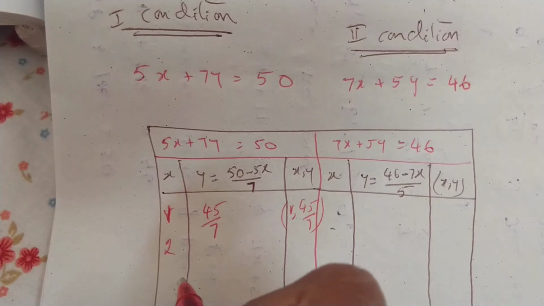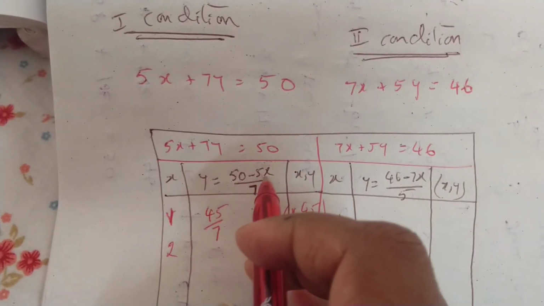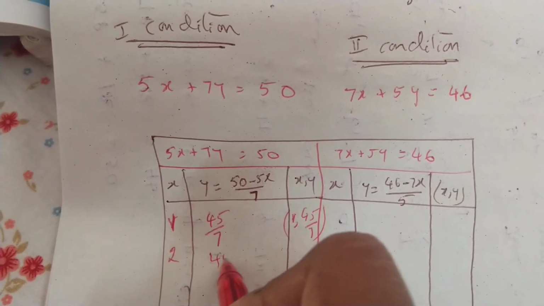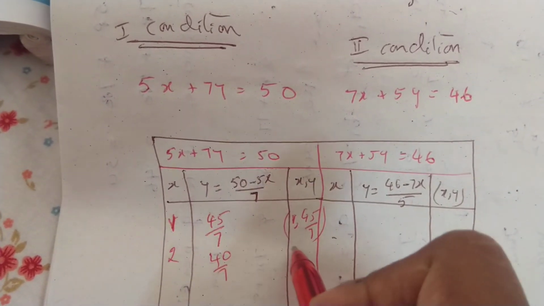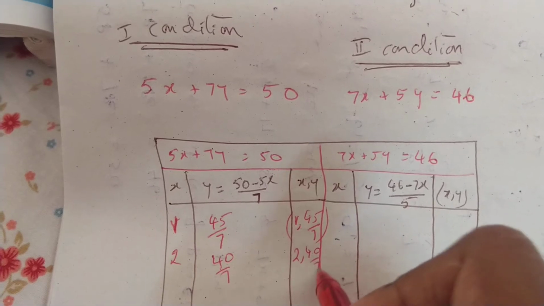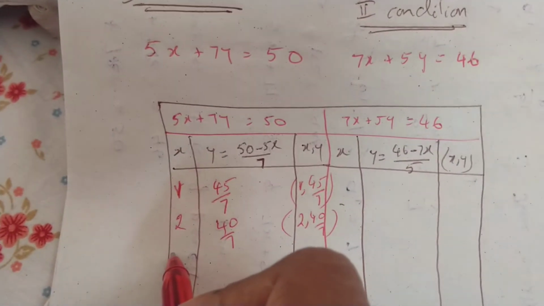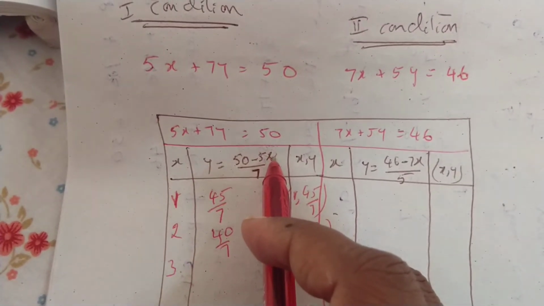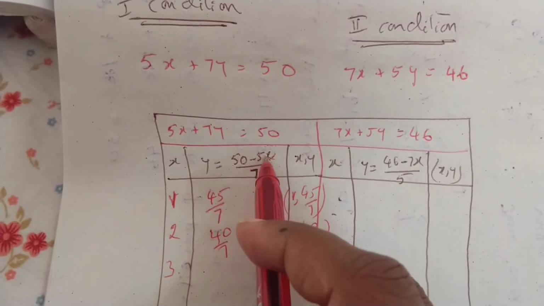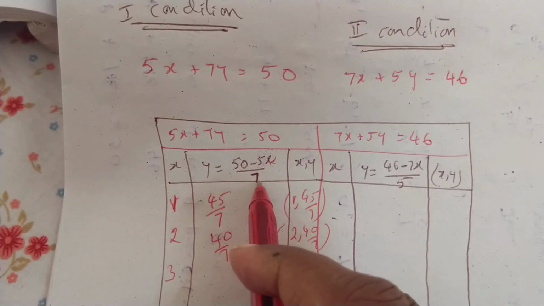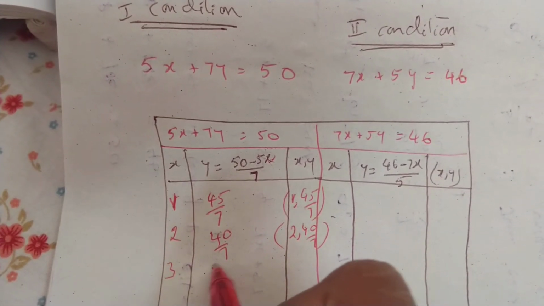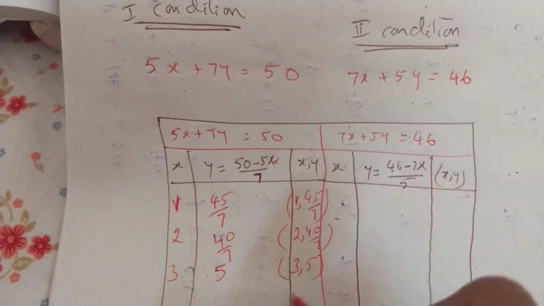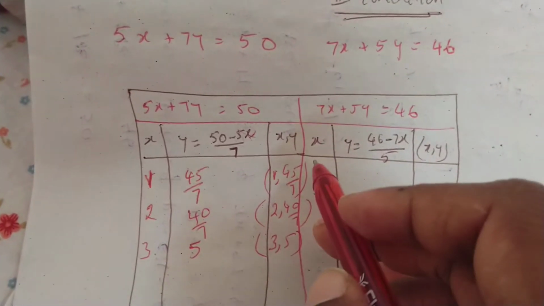Now if I take x is equal to 2, right? So 5 2s are 10. 50 minus 10 is 40. 40 by 7. So this is 2 comma 40 by 7. So now third one, x is equal to 3, I am going to substitute. 3 5s are 15. 50 minus 15 is 35. 35 by 7, 7 5s are 35. So I got my y value to be 5. So 3 comma 5. Okay, so now let me substitute here.